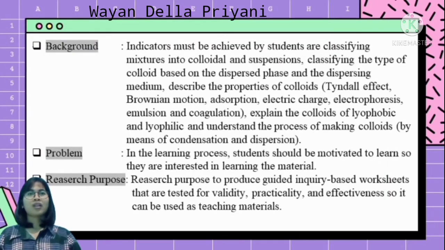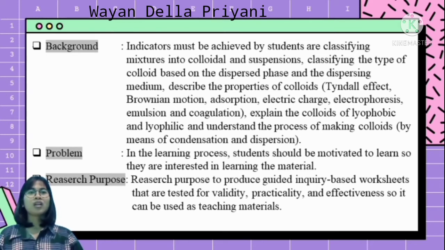Okay, next, background. Indicators that must be achieved by students are classifying mixture into colloidal and suspension, classifying the type of colloid based on the dispersed phase and the dispersing medium, describing the properties of colloid: Tyndall effect, Brownian motion, absorption, electric charge, electrophoresis, emulsion, and coagulation, explaining the colloid of lyophobic and lyophilic, and understanding the process of making colloid by means of condensation and dispersion.